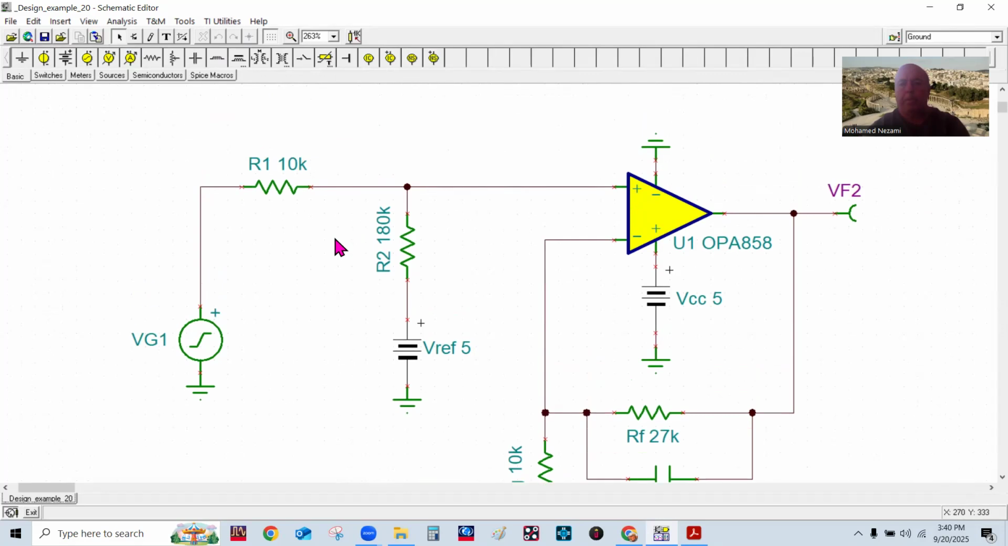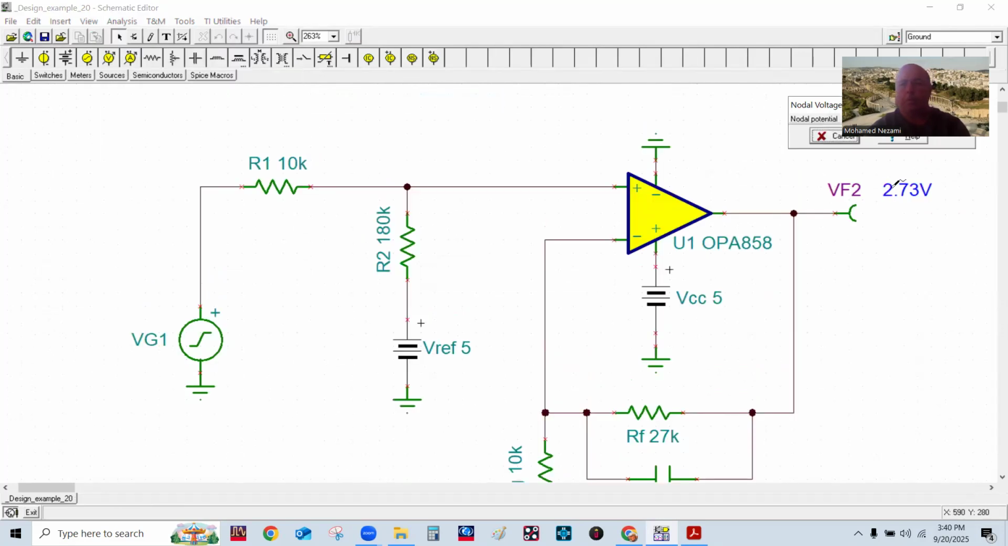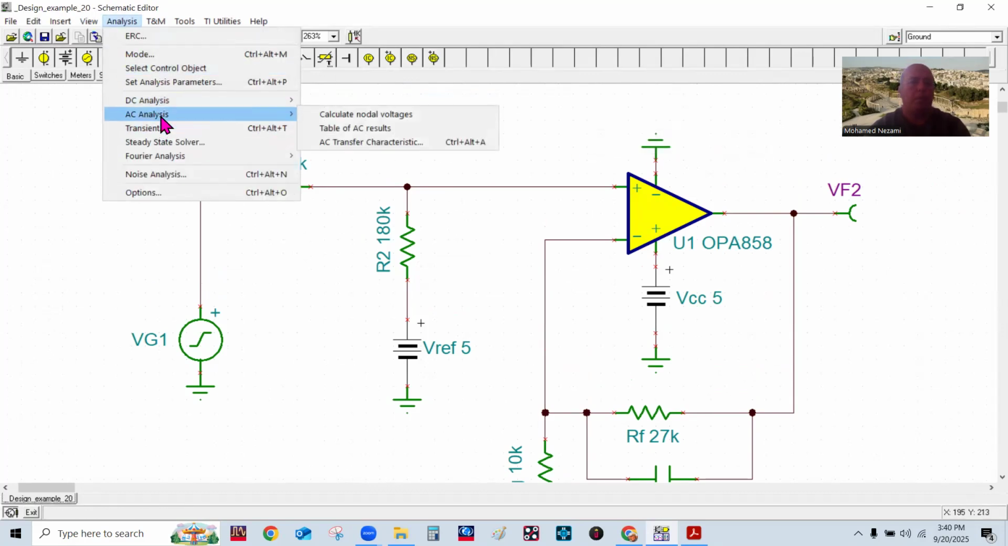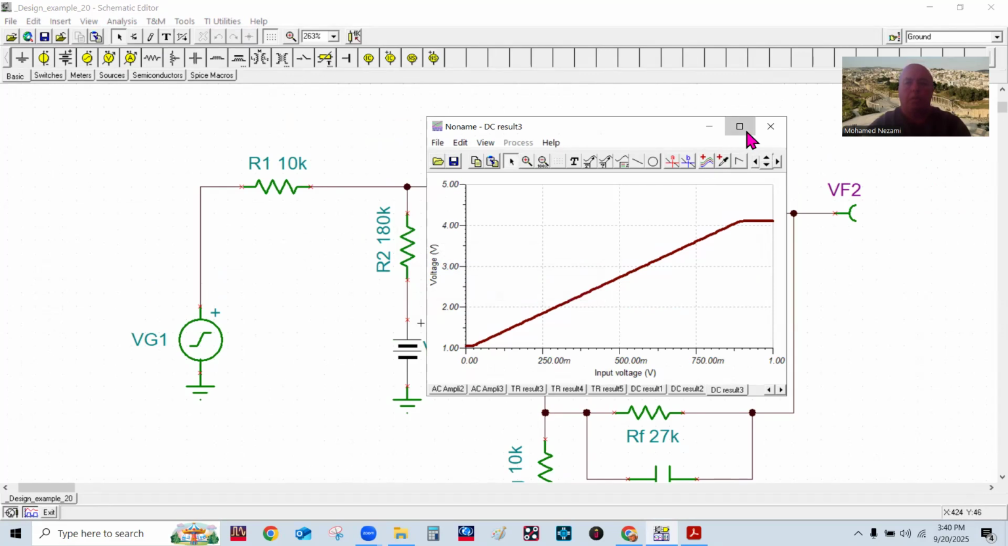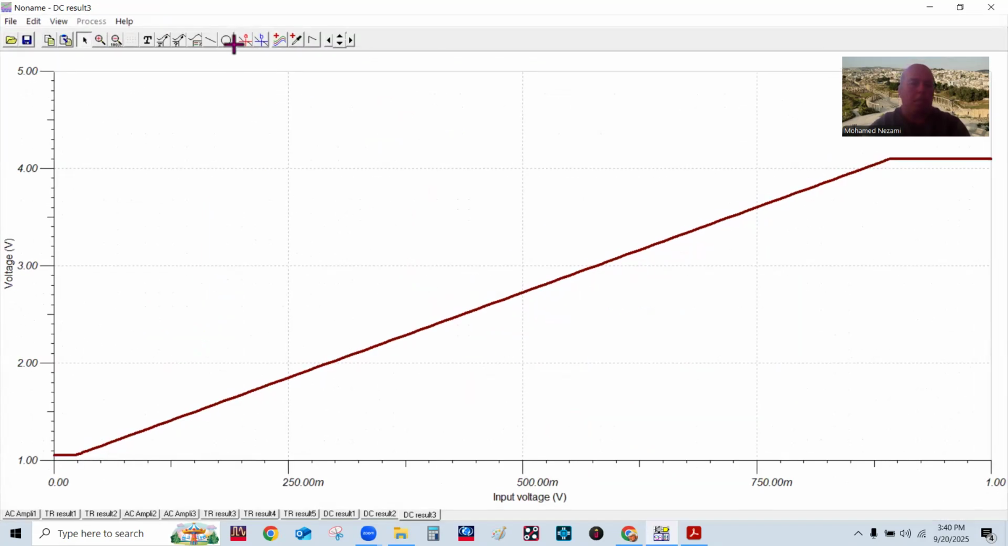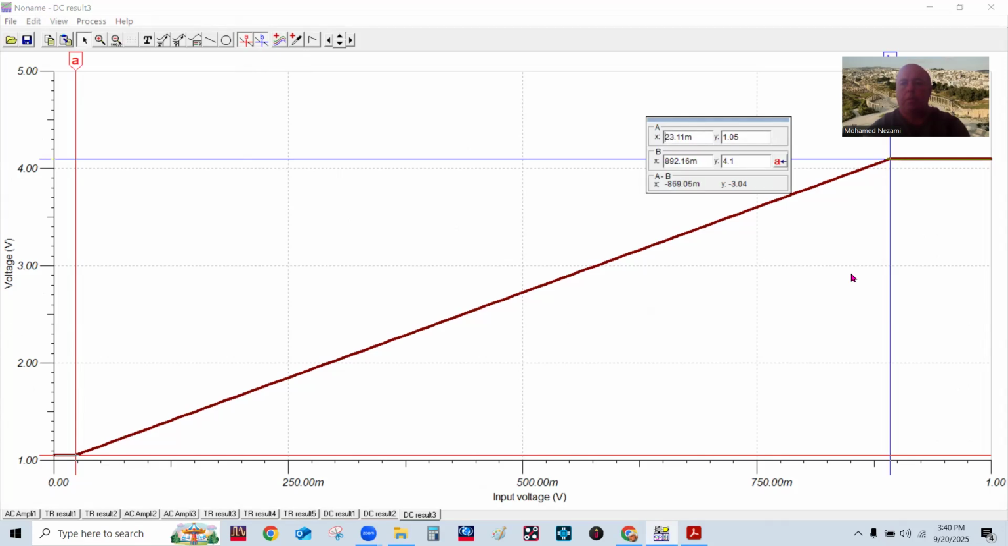First of all, let's do this one here. We can see that 2.73. Let's get the AC response first, or the DC. Let's see the DC characteristics. So this is the DC characteristics. You can see that it's linear between 1 volt, 23 mils, to 4 volts.